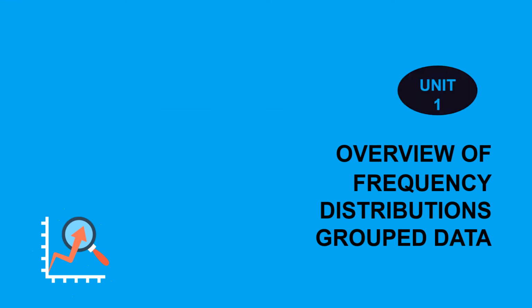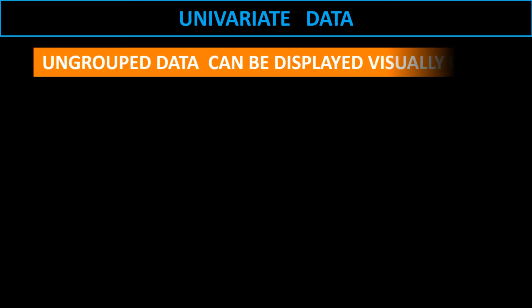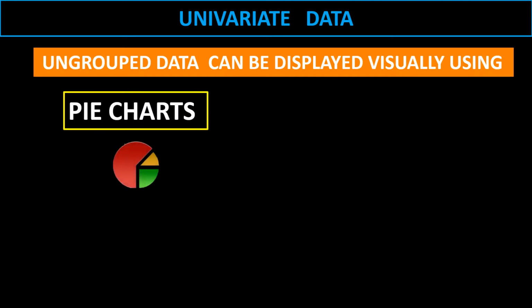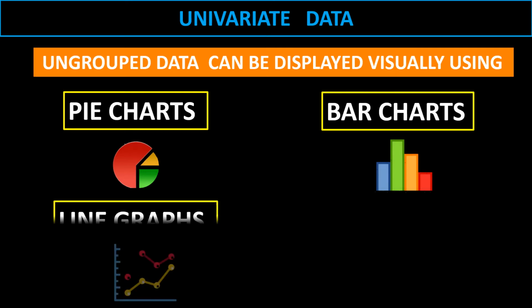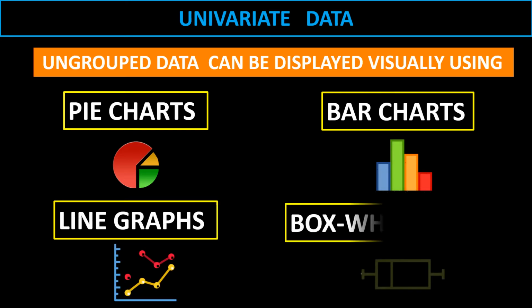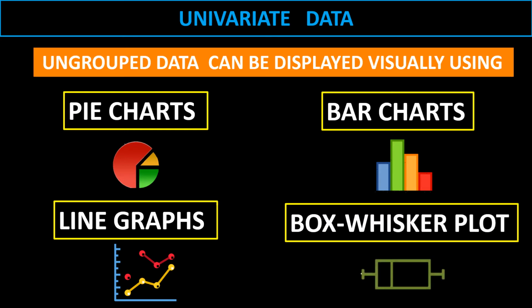So let's start with this unit here. We're going to do an overview of the frequency distributions of grouped univariate data. In this video, we're going to focus only on univariate data, in other words, there's only one variable. There are two types of data here. We're going to have the ungrouped data, and ungrouped data can be displayed visually using pie charts, or bar charts, or line graphs, and we can also use the box and whisker plots.